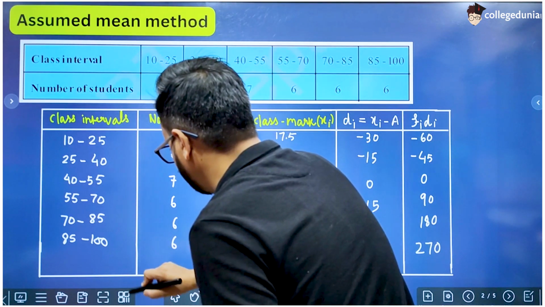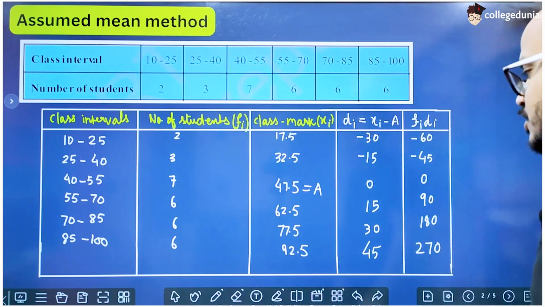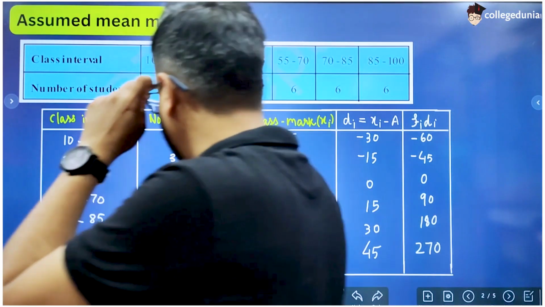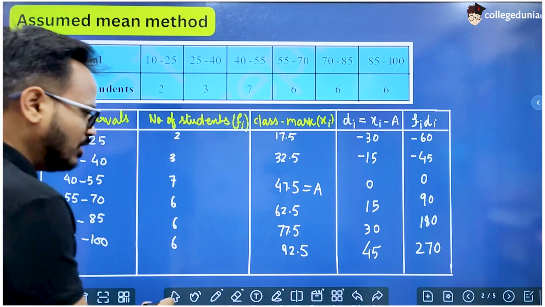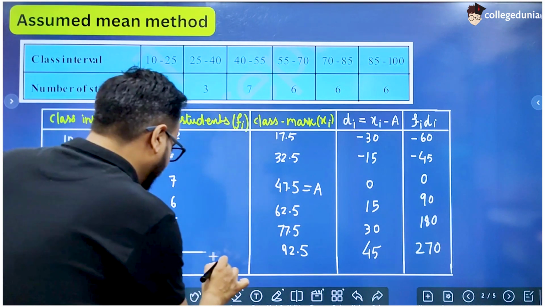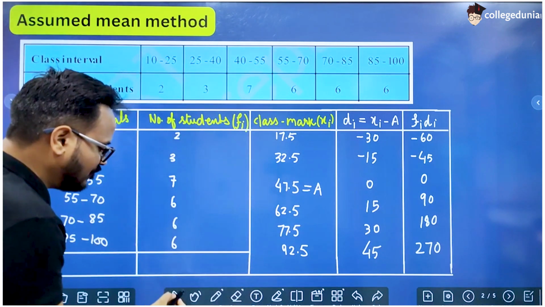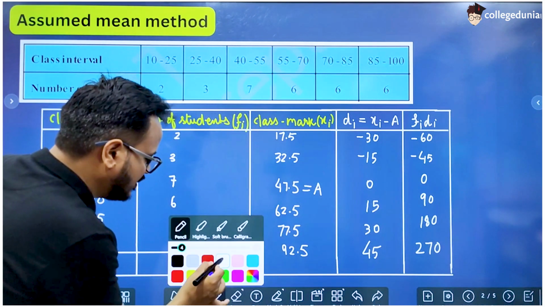Otherwise the values will get mixed up and there will be confusion in understanding. So I have to draw these lines first, right? So this is our data. Now what we will do, we will find the sum of the frequencies. We will find the sum of these frequencies.